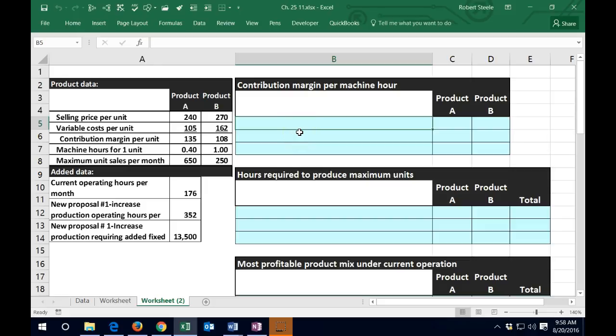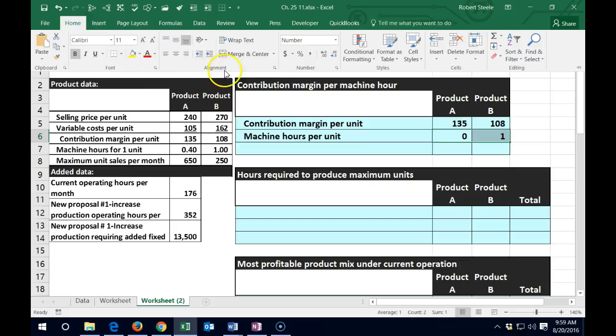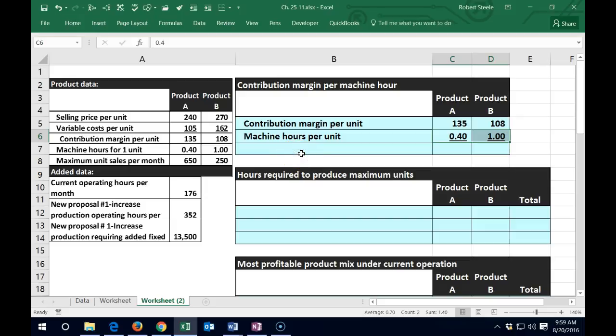All right, so we're going to calculate the contribution margin per machine hour. The contribution margin per unit given in the problem is 135 and 108. Then we're going to take a look at the machine hours per unit, and that will be the 0.4 and the 1 here. Now I'm going to adjust the settings. I'm going to go to the Home tab, to the alignment, and increase the decimals. And then Home tab, font, and underline. And that will give us the contribution margin per machine hour.